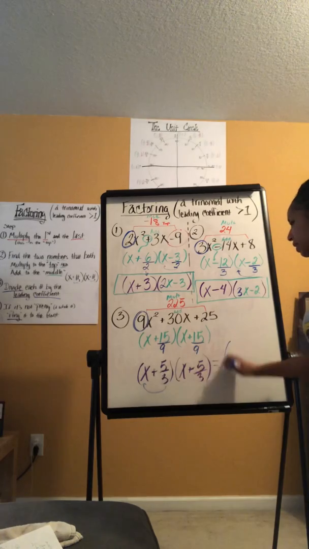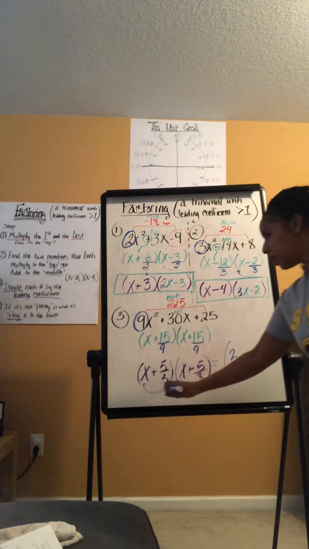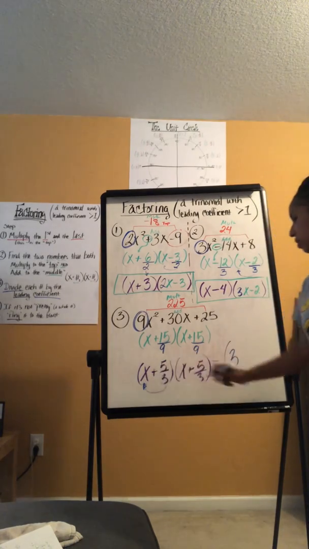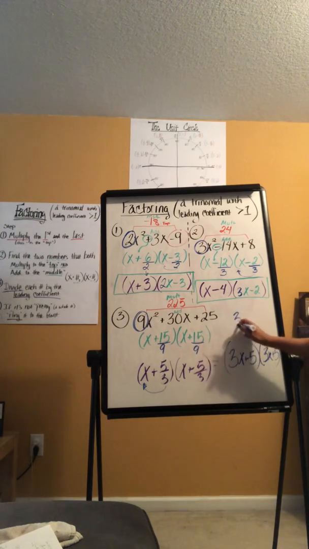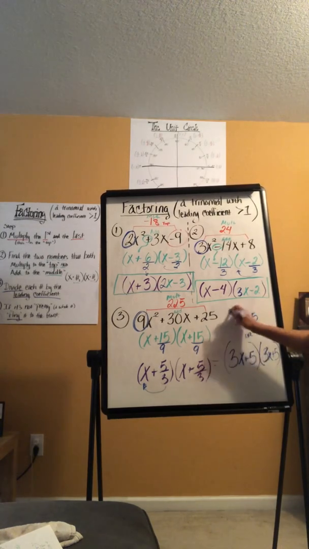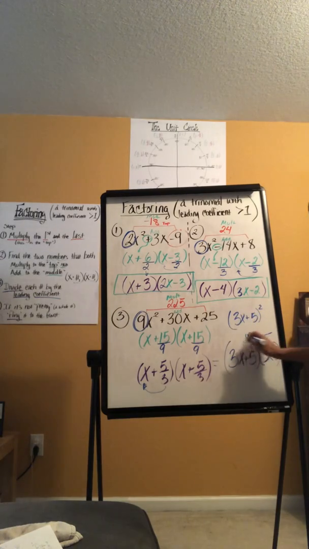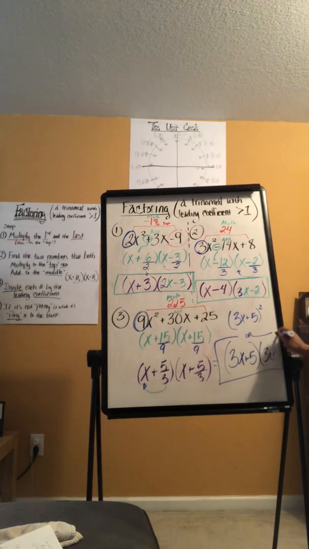So my final answer will be 3. We'll fling that 3, and I'll still have my x plus 5. 3x plus 5 times another 3x plus 5. Or we could write 3x plus 5 squared. Either way.